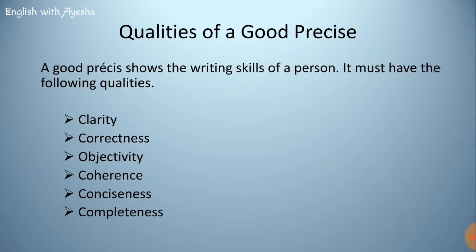The next quality is completeness. Another striking feature of a good précis is completeness. Completeness means that the writer should include all the important facts in a précis. To make it short, he or she should not omit the important ideas. So, completeness is also very compulsory in good précis writing. So, these are the qualities of a good précis.